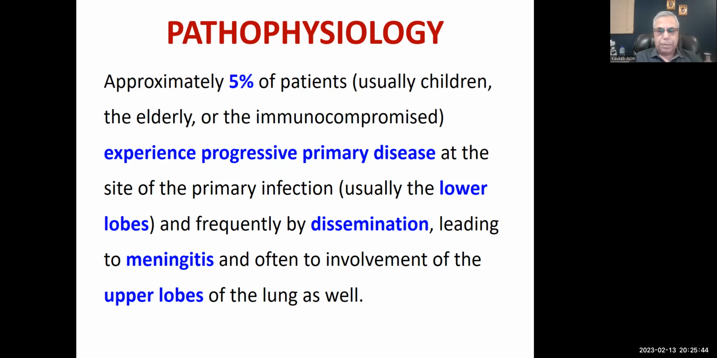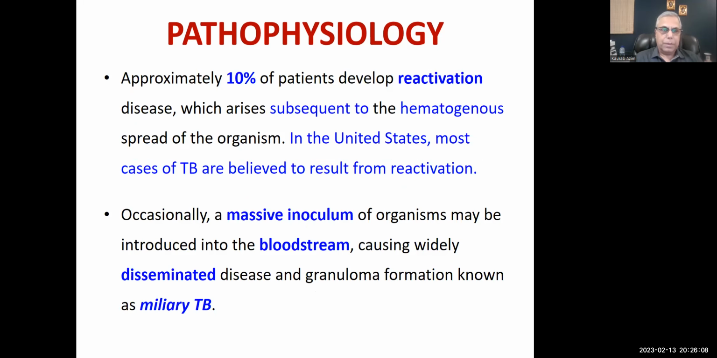Dissemination means it can spread to other parts in the body, like the meninges. So the patient can develop tuberculosis meningitis, often with involvement of the upper lobes of the lungs as well, right? Most commonly it is in the lower lobes. It could be there in the upper lobes, and in 5% of the patients, it will become active and spread to other organs. Approximately 10% of patients develop reactivation.